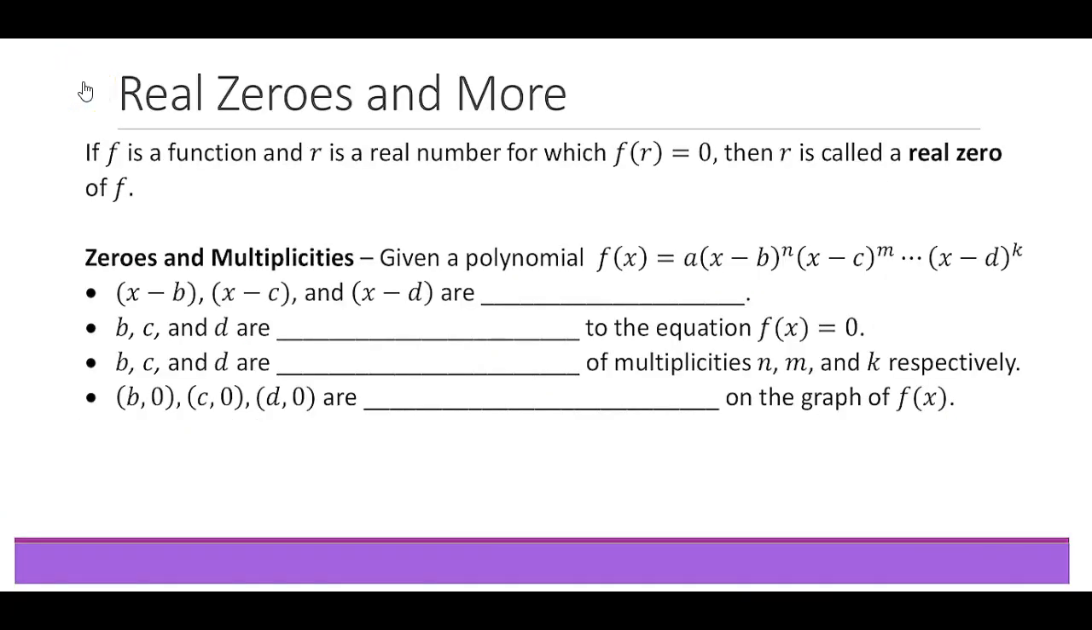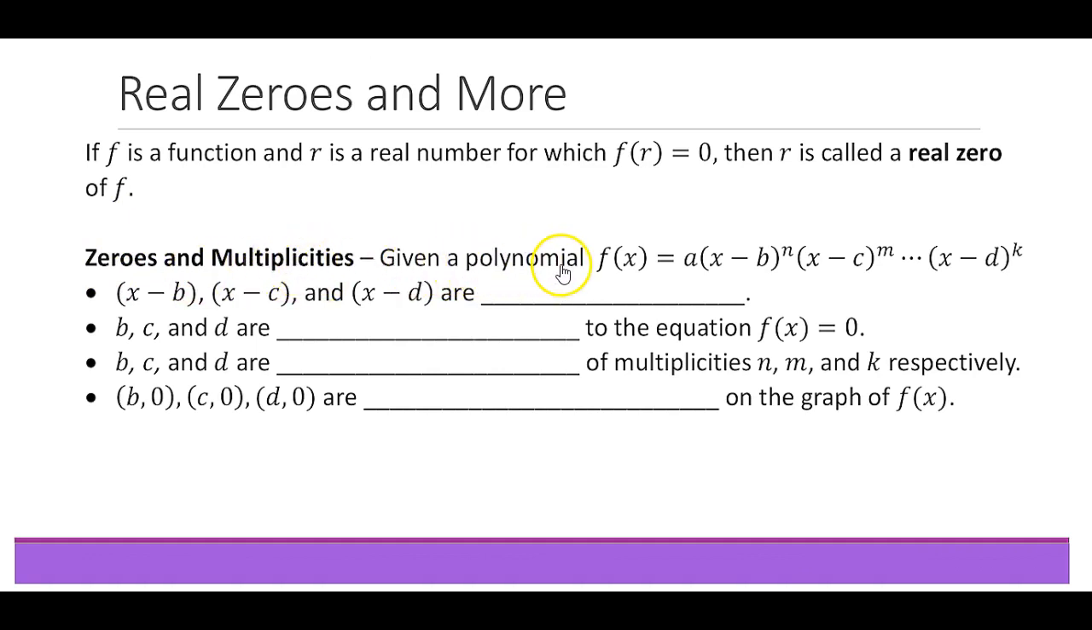Now that we've covered the end behavior of the graph, we want to think about real zeros and their connection to the graph. So if I have a function, f, and r is a real number for which f of r equals 0, then r is called a real zero of f. Now we're going to talk about these zeros and what are called their multiplicities.